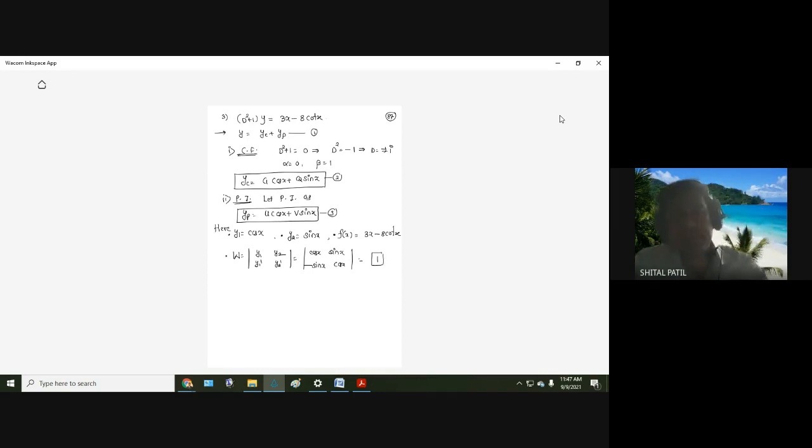And our Wronskian, find that. It is cos square x plus sin square x, which is 1. Now u equals minus y2, sin x. Actually, 1 is not required. What is cos by sin?